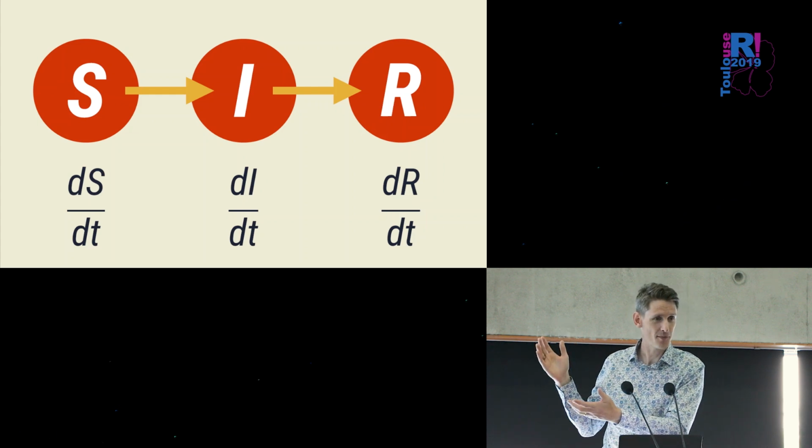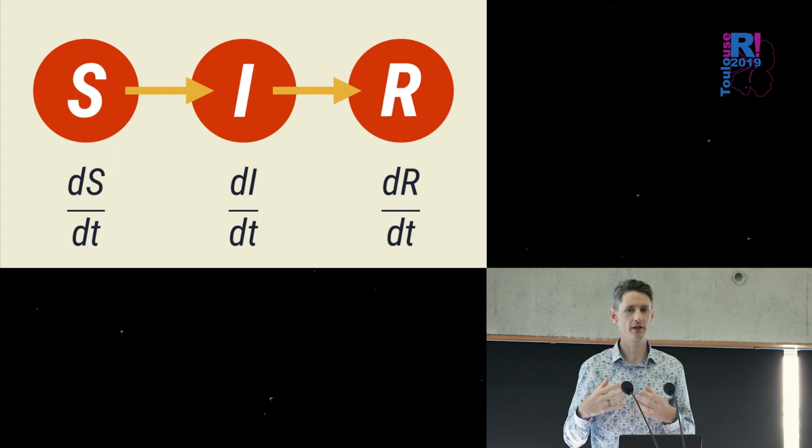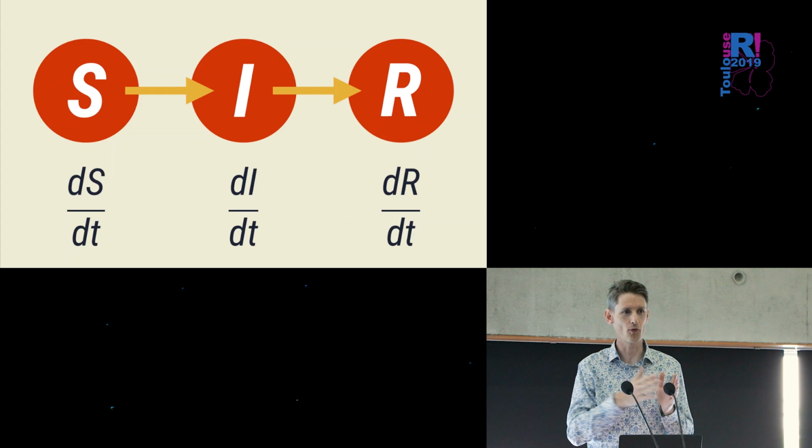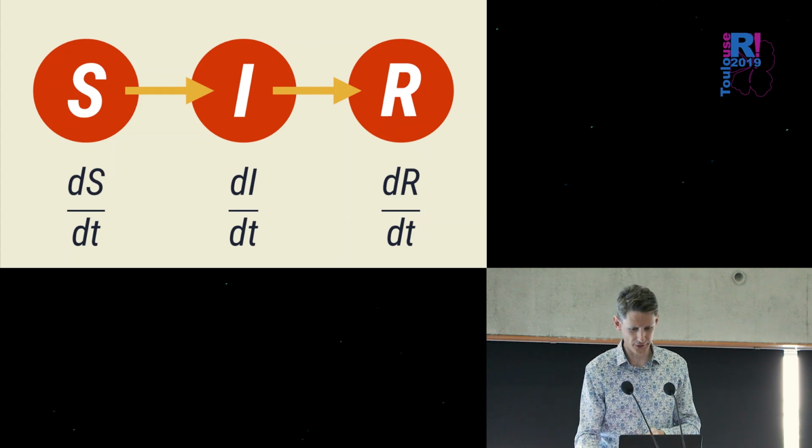It's a classic SIR model. We've got susceptibles, infecteds, and resistant, and we can describe what's going on purely in terms of the rates of change. We don't know what S is at a given time, but we can tell you how it changes. And these are super useful.